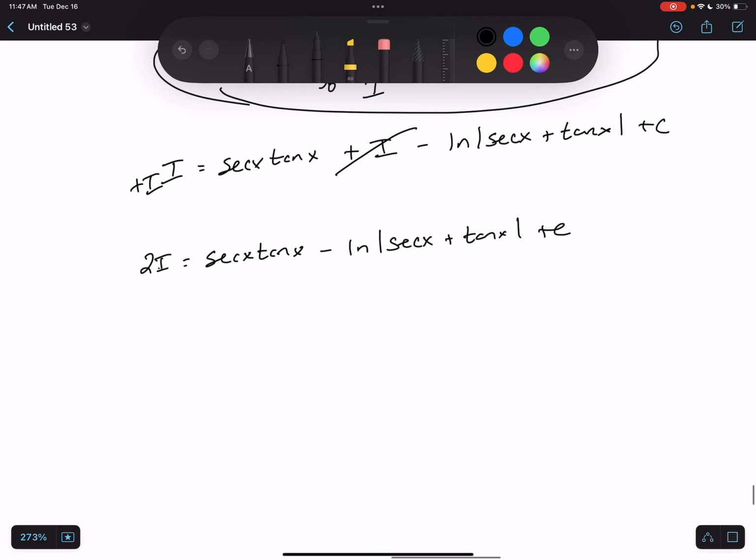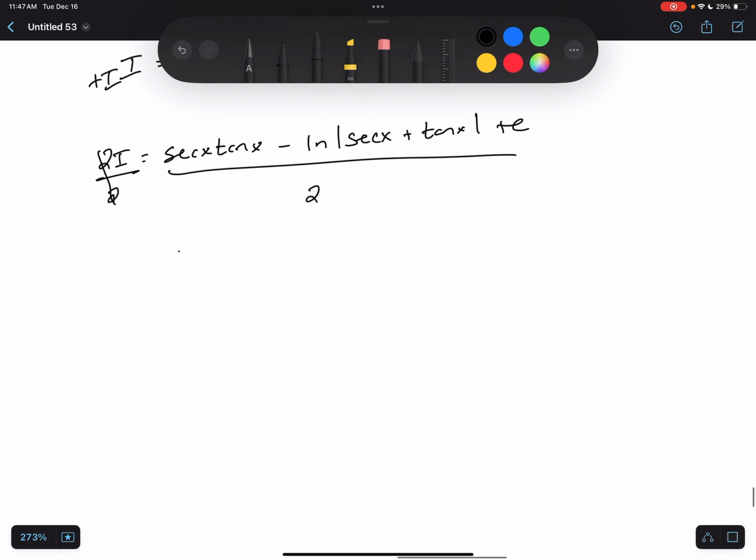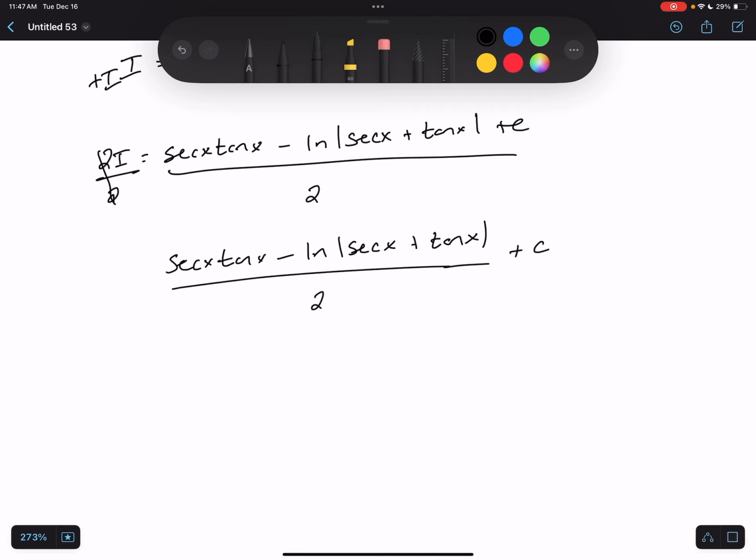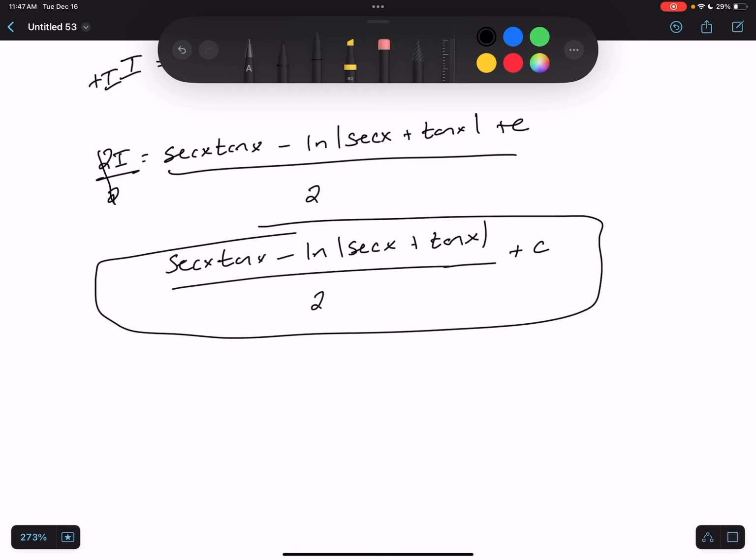And to solve for I, to figure out what our original integral actually equals, we just need to divide this side by 2, divide this side by 2, and our final answer is secant x tangent x minus the natural log of the absolute value of secant x plus tangent x, all over 2, plus a constant. And this is our final answer.